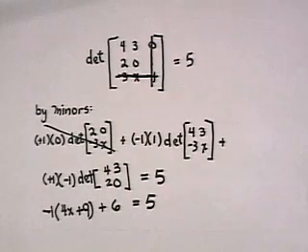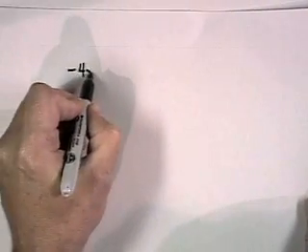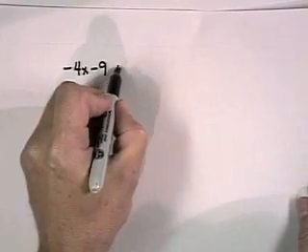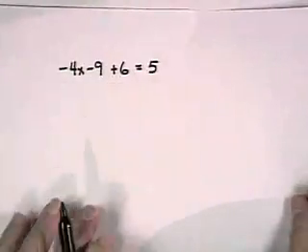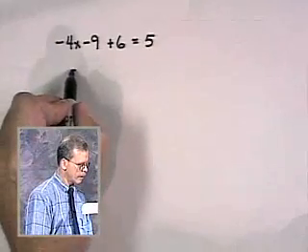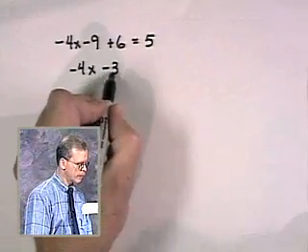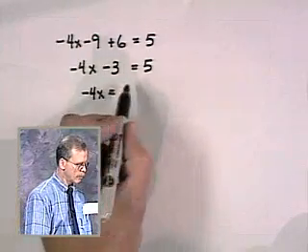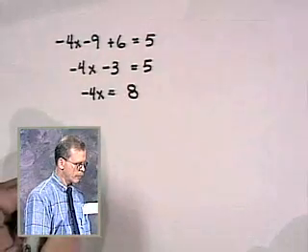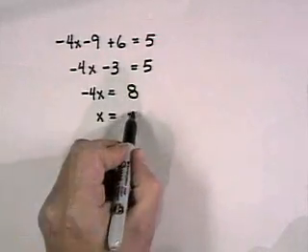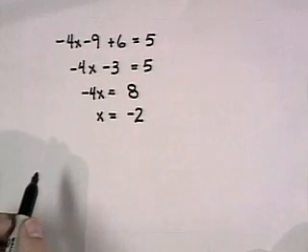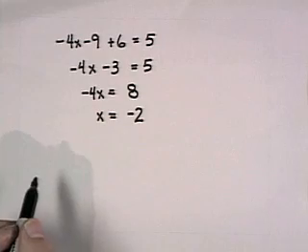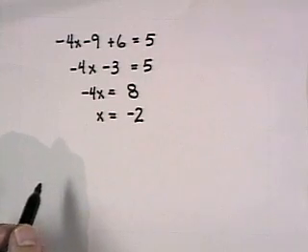We'll continue with our equation system, looking at removing those parentheses. Negative 4x minus 9 plus 6 equals 5. We'll combine the terms there and get negative 4x minus 3 equals 5. Negative 4x equals 8, adding 3 to both sides. And so x is equal to negative 2. When x is equal to negative 2, the original determinant equation will be true.